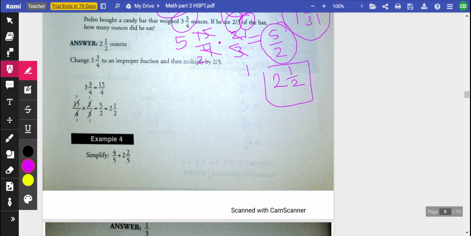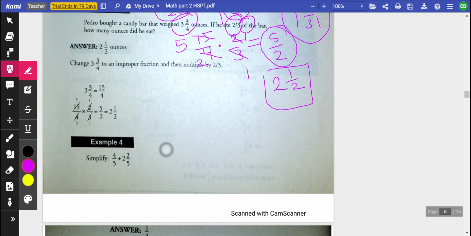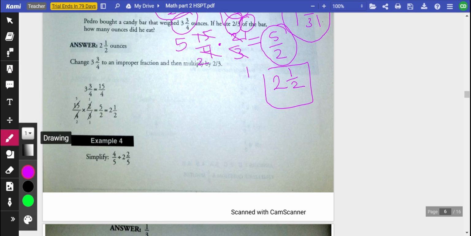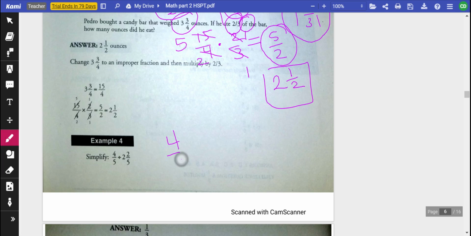Then, for example 4, we're being asked to simplify 4/5 divided by 2 and 2/5. Okay, this is totally straightforward, easy. Our 4/5 is good to go. It's set up the way we want it for our problem, so our 4/5 stays. We know we're doing division with fractions. Again, when you divide, you actually end up multiplying to get more parts. So we know our problem changes to multiplication.